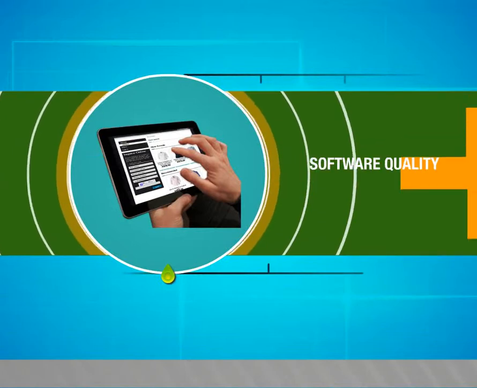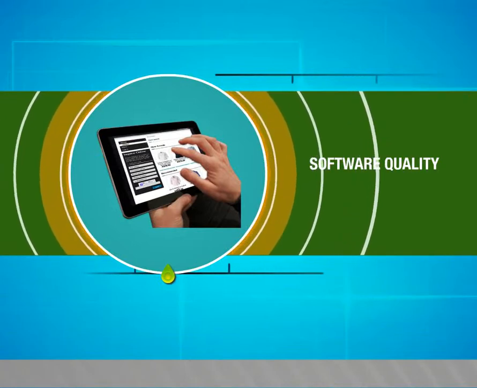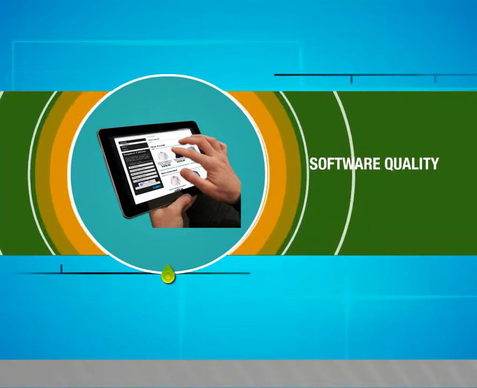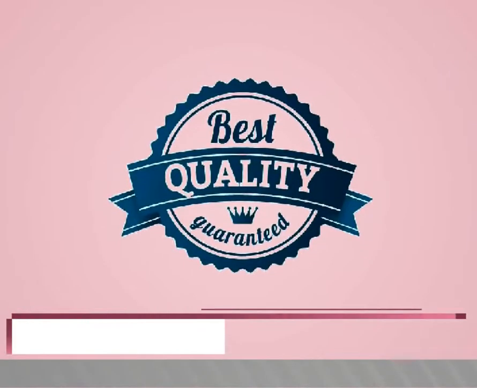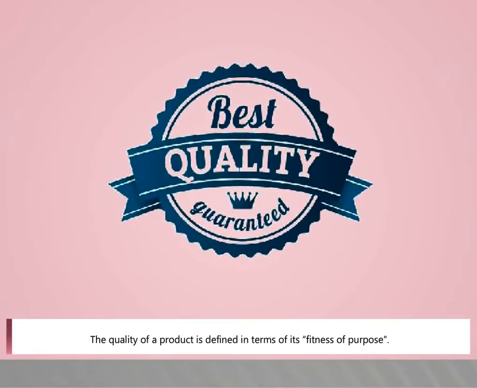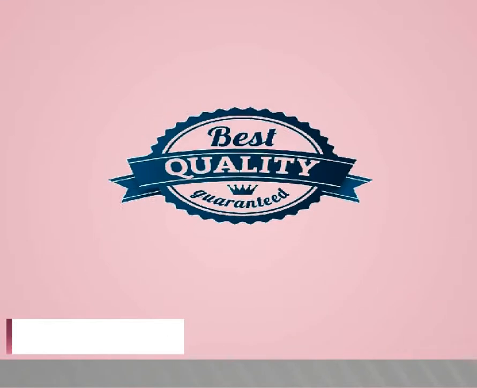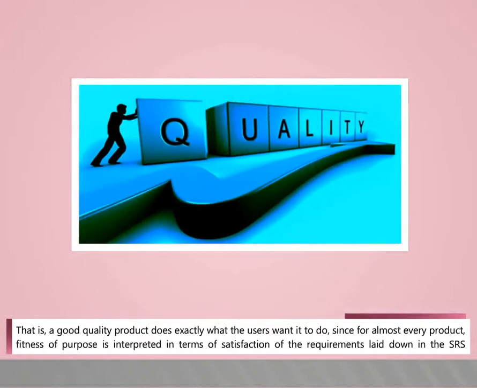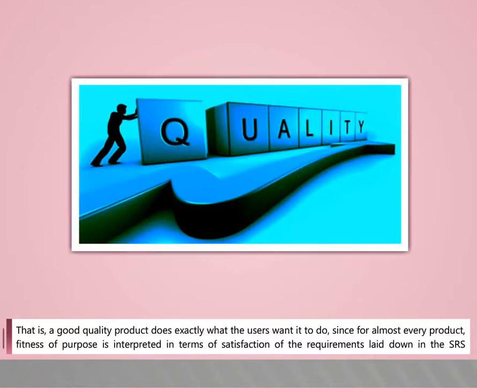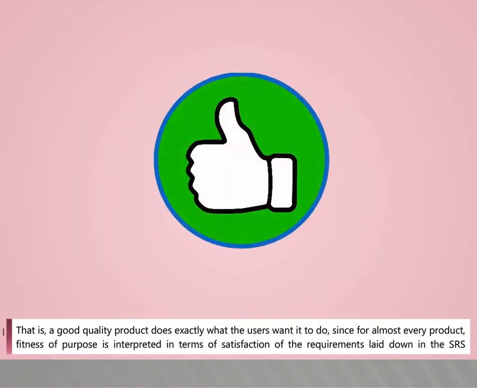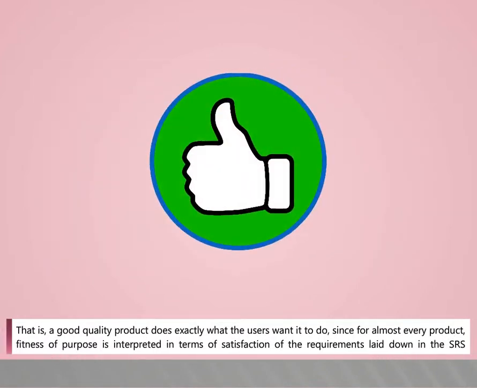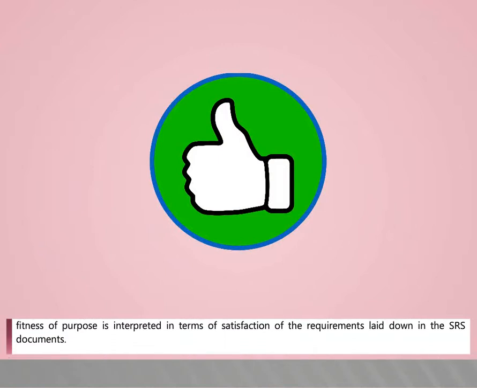Software quality. In this video, we are going to see about software quality. The quality of a product is defined in terms of its fitness of purpose. That is, a good quality product is exactly what the users want it to do. For almost every product, fitness of purpose is interpreted in terms of satisfaction of the requirements laid down in the SRS document.